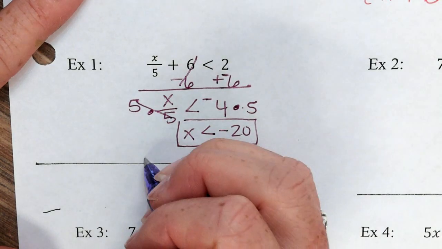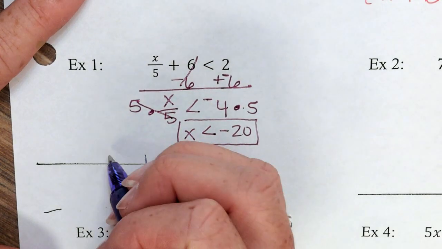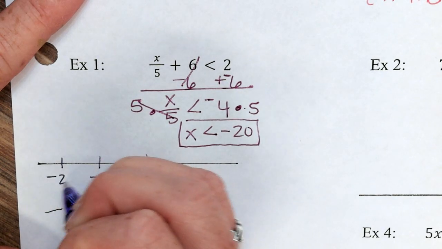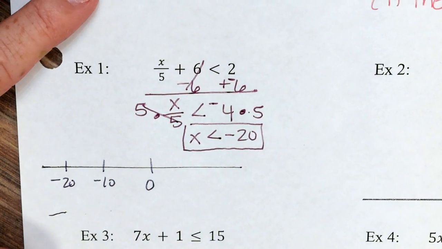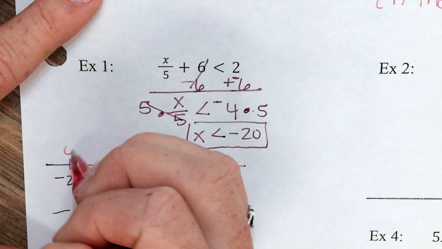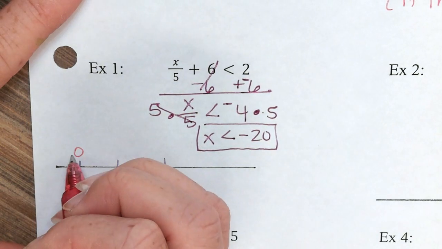I'm going to put 0 here, and I'm going to count by tens. This is going to be negative 10. What would this be? Negative 20. What kind of circle would it have? Open circle above the negative 20. And which way would my arrow go? Left.